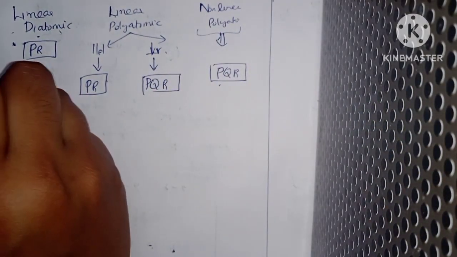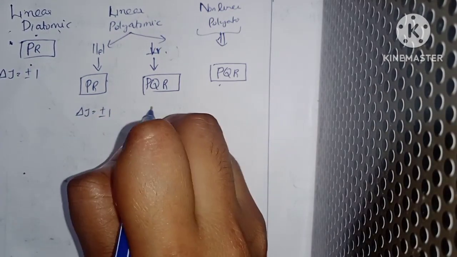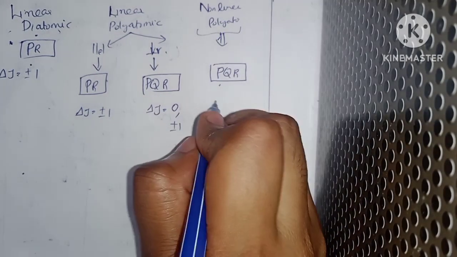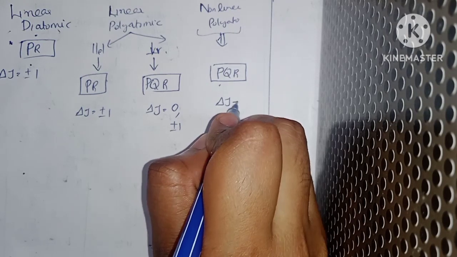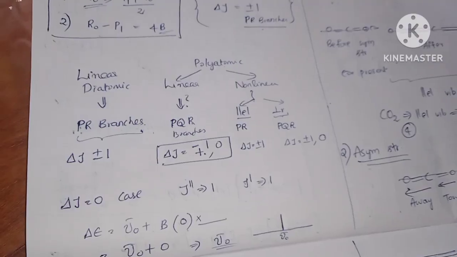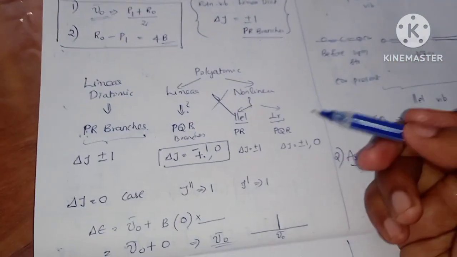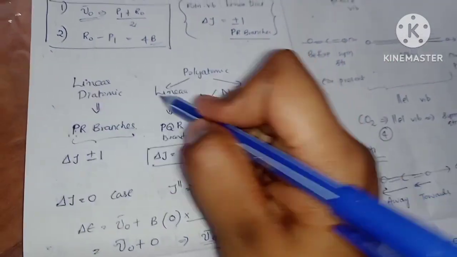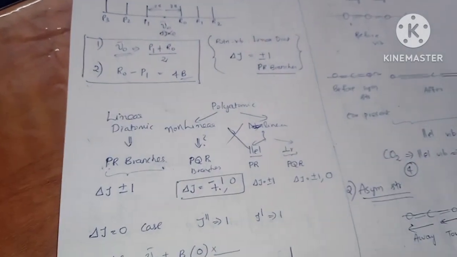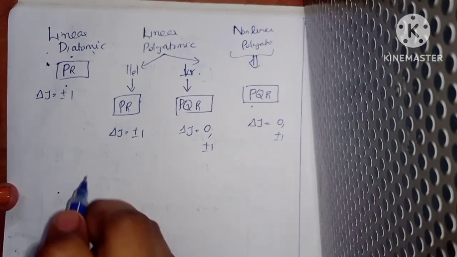That means here delta J is plus or minus 1, here delta J is plus or minus 1, here delta J is Q indicates 0 and plus or minus 1. Here the selection rule for delta J is again 0 and plus or minus 1. So in the earlier part this is wrong. I mistakenly said this is the case of non-linear and this is the case of linear. Just note that there was a mistake. This is the correct one.